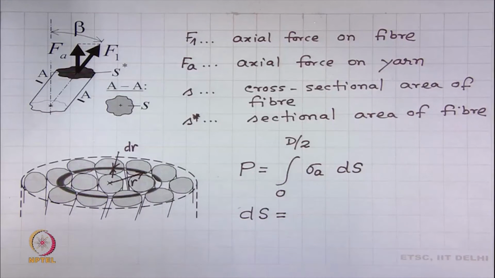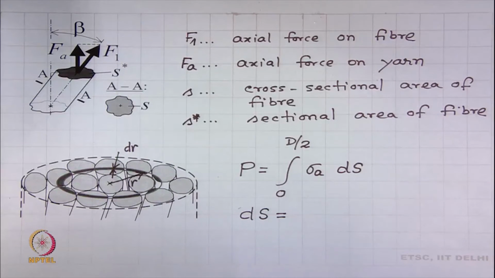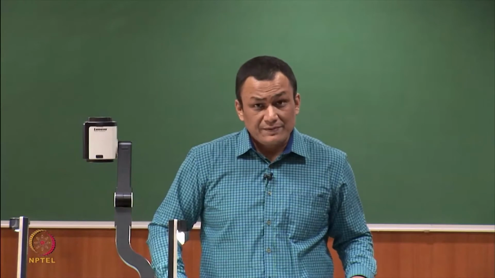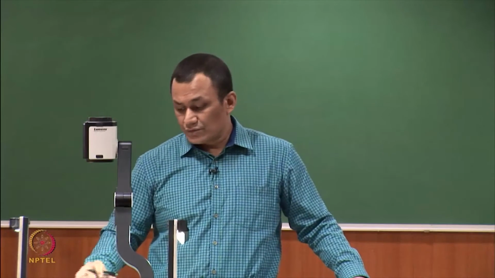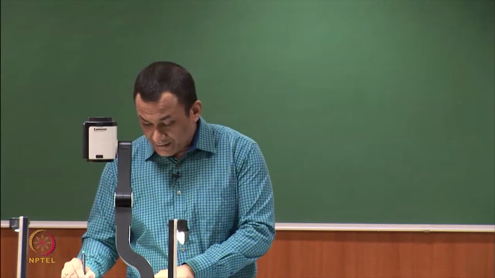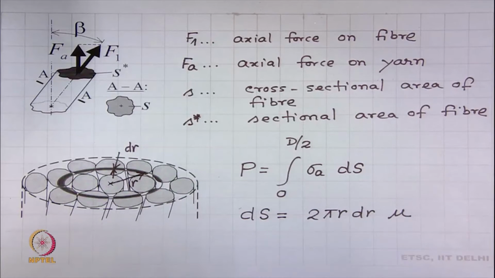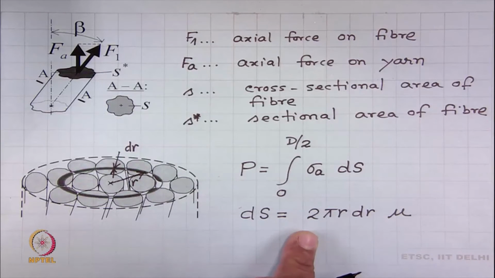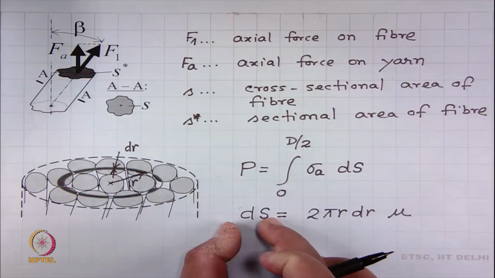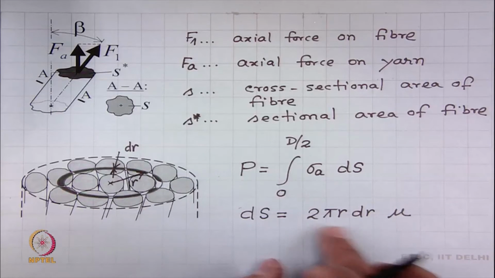So, we know mu is equal to fiber area divided by yarn area. So, fiber area is equal to yarn area into mu. What is the yarn area here? 2 pi r dr into mu. So, this comes from the definition of packing density. Packing density is defined by fiber area ds divided by yarn area 2 pi r dr. So, ds becomes equal to 2 pi r dr into mu.